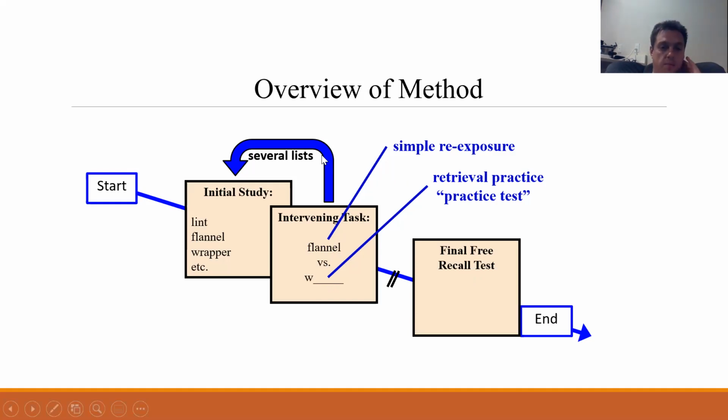There's lots of stuff that people have looked at here. So does the type of material going into the initial study phase matter? Does the type of test matter is another one people have done. For example, with the initial study phase, does it work with words? Does it work with passages? Does it work with names or languages, stuff like that? And then for the intervening task, you might compare a few different methods of testing. That's something people have done.